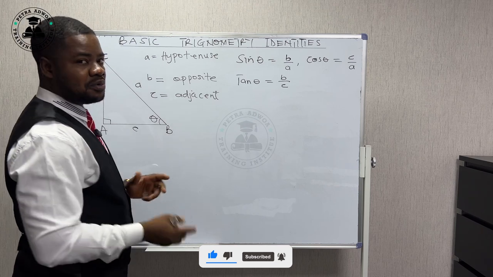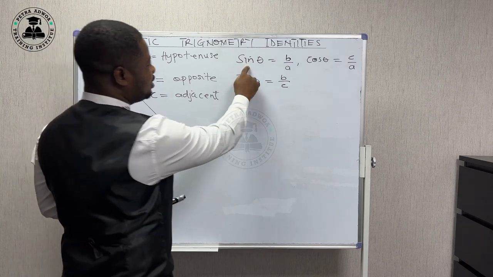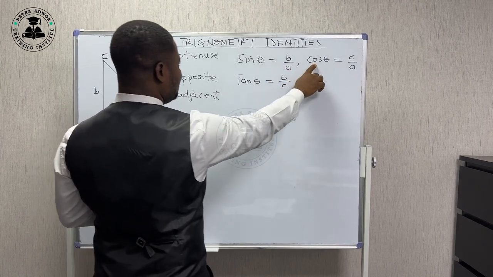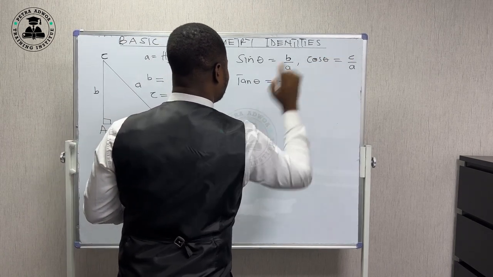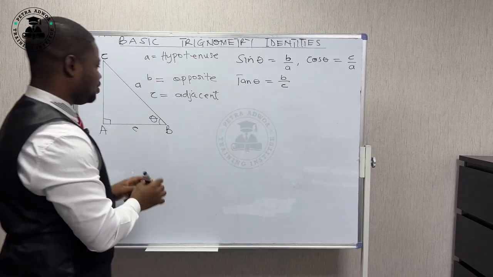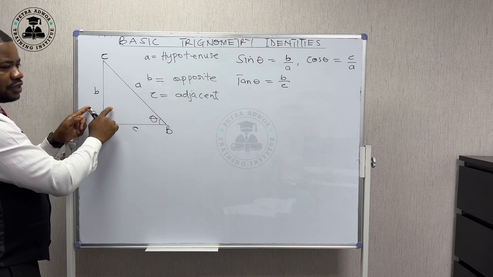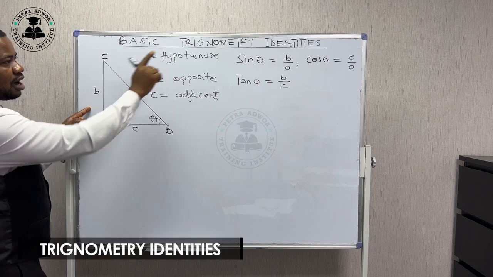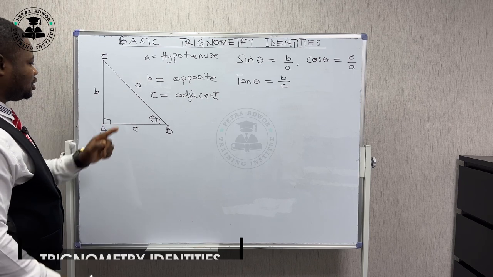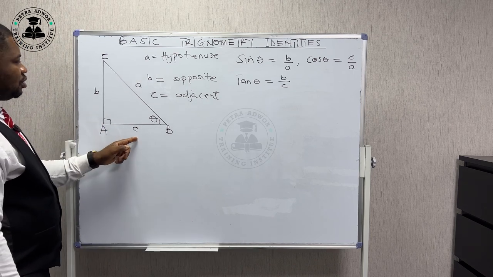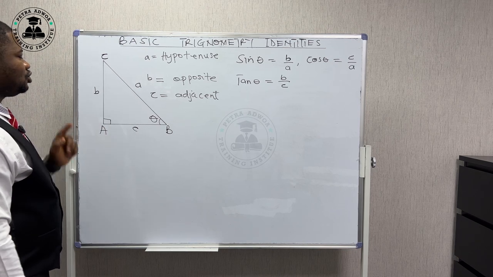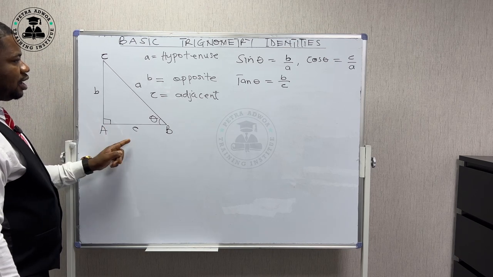Now we know from the previous class that our sine theta is going to be B upon A, our cos theta is going to be C upon A, and then our tan theta is going to be B upon C, referring to this right angle triangle. Our sine is opposite over hypotenuse. Our cos is adjacent over our hypotenuse. And then our tan is opposite over adjacent.